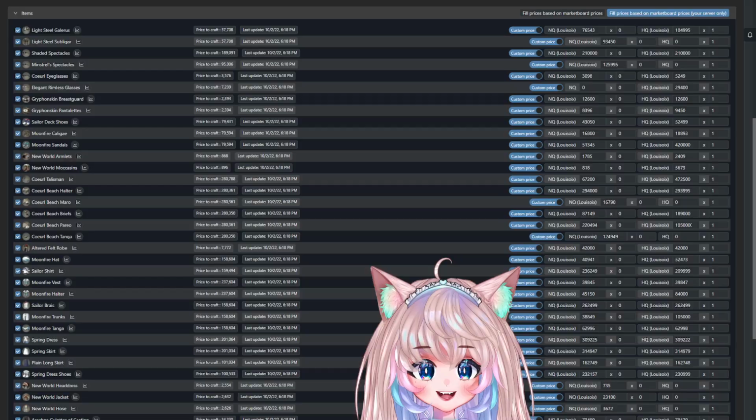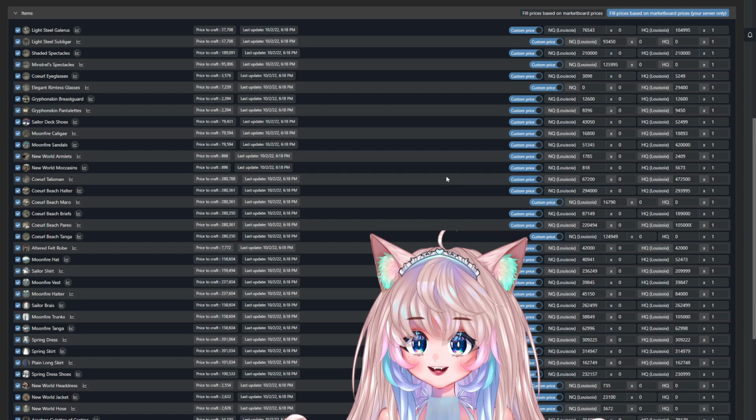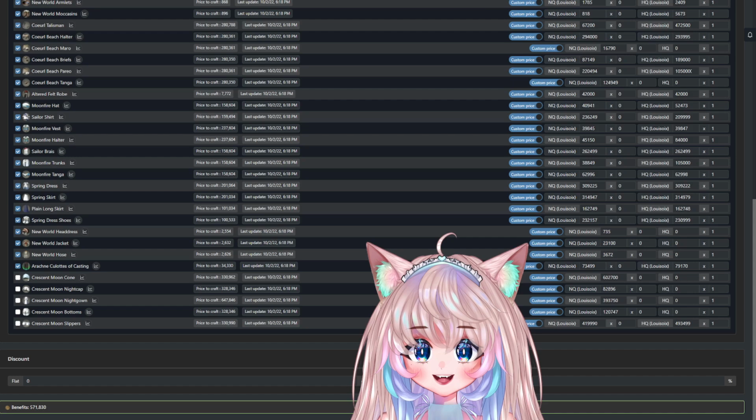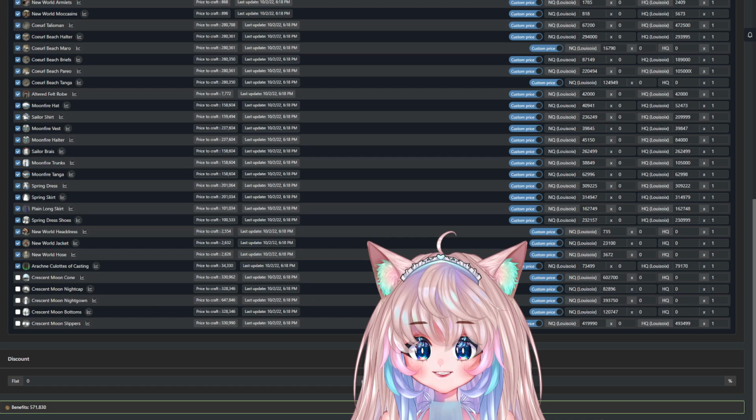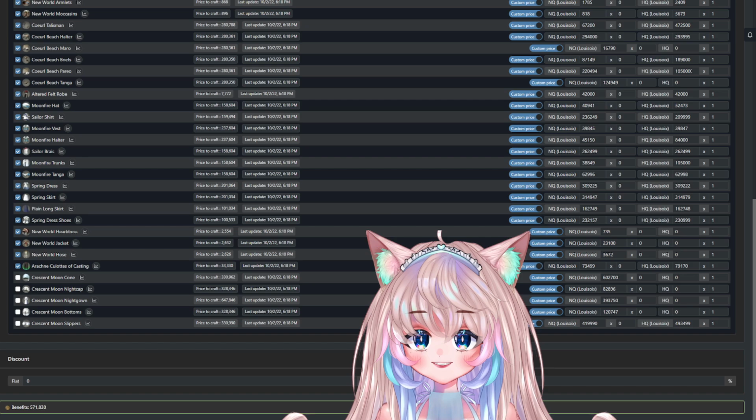And here is the full list of all the A Realm Reborn glamour pieces, excluding the weapons. Now, you really do have to be careful about what you're crafting. The crescent pieces, you can sell this, the crescent moon cone, for 602,000, but you've got to make sure that you've got enough money for the investment being 338,000. So keep that in mind as well.